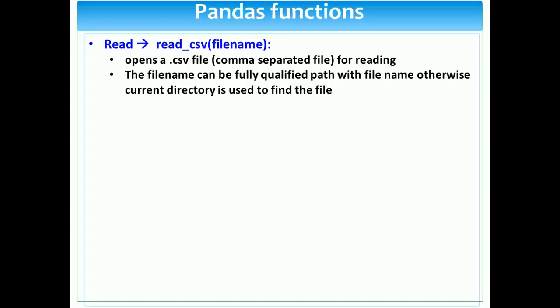First we'll try to understand the functions that are available as part of pandas. The first function that is available is read_csv, and in the bracket you provide the file name. This is the function that you normally use for doing the reading operation. This is going to open a CSV file for reading. Then you can provide the fully qualified path with the file name. Otherwise the current directory is used to find the file.